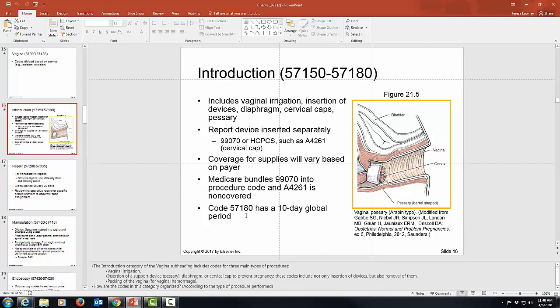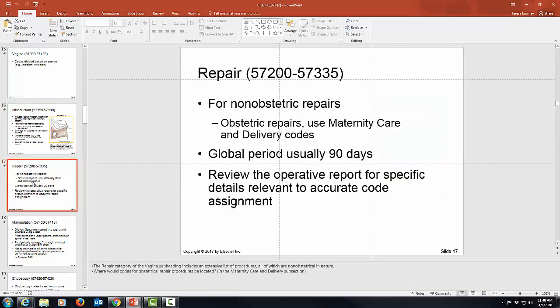So code 57180 has a 10-day global period, and you need to pay attention to those too. Okay? And the illustration is there.